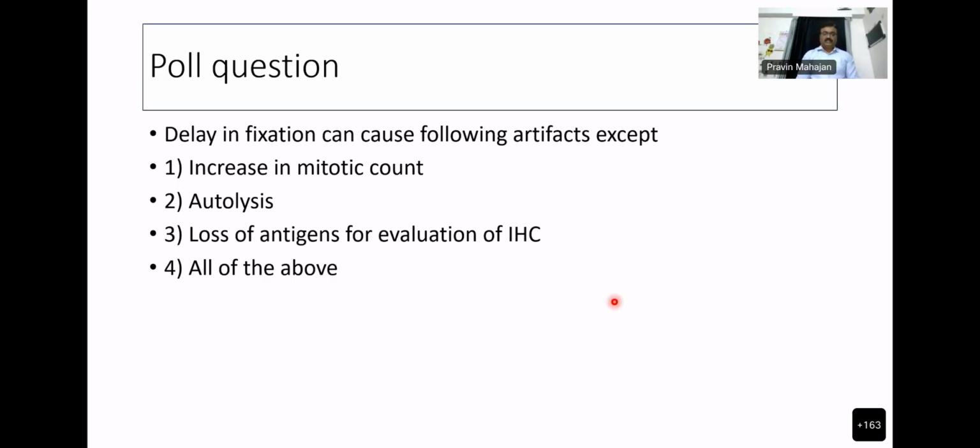What happens is that, let's say the cells are in mitosis. Now, if you delay the fixation, then that mitosis gets completed and the cells get divided, and you won't be able to see the mitosis. That's why you will get a decrease in mitotic count.